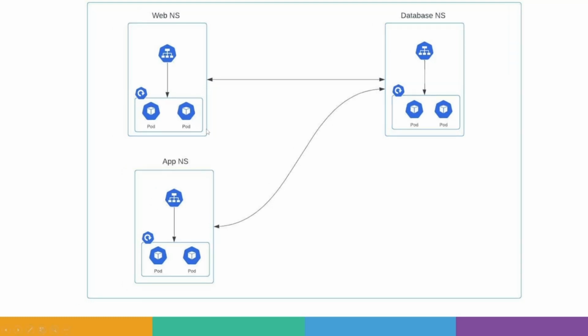So here, if you look at this diagram, the pod present in the web namespace can access the pod present in the database namespace and also access the pod present in the app namespace. So these pods can access each other. In network policies, there are two types: ingress and egress. Ingress is used for inbound network traffic, and egress is for outbound network traffic.